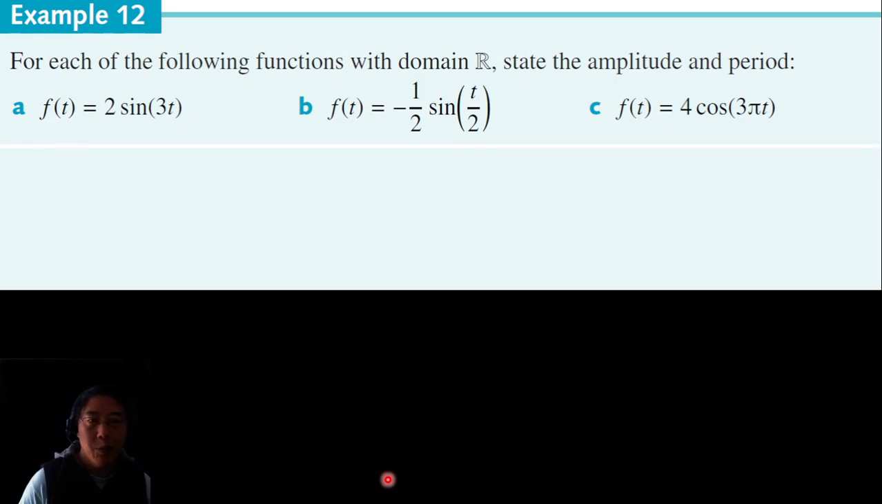All right, first example. Simple enough. I would pause the video. Here you don't have to graph it yet. All you need to do is state the amplitude and period. So if you pause that, you can jot it down on paper, or you can probably remember and think, looking at this, how do we determine the amplitude and the period? You will need the information from the previous slide.